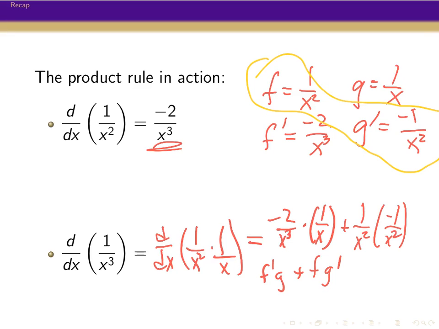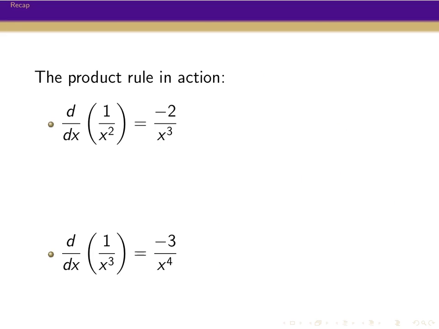And so this is minus 2 over x to the fourth plus minus 1 over x to the fourth. And so what do we end up with? Minus 3 over x to the fourth. And so that's what we end up with.